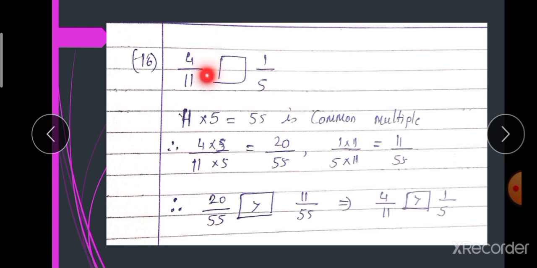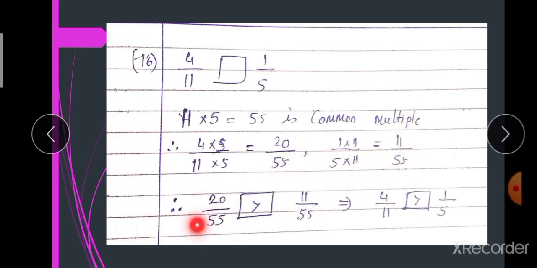Now the next is 4 upon 11 and 1 upon 5. So 11 into 5 we get 55. 55 is a common multiple. Multiply the first fraction by 5. Therefore 4 into 5 upon 11 into 5, that is 20 upon 55. The second fraction 1 upon 5 we will multiply by 11 in the numerator and denominator. We get 11 upon 55. Therefore 20 upon 55 and 11 upon 55.